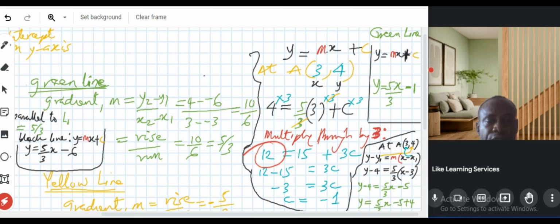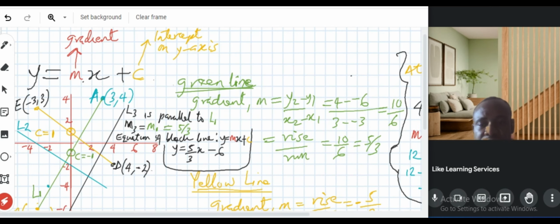So 12 is equal to 15 plus 3c, or 3c is equal to 12 minus 15. If 15 crosses over to the other side, it's minus. So 12 minus 15 is 3c. In other words, 3c is minus 3, which also gives us c equal to minus 1. And that confirms the y-intercept of the green line. c is minus 1, where it cuts the y-axis.